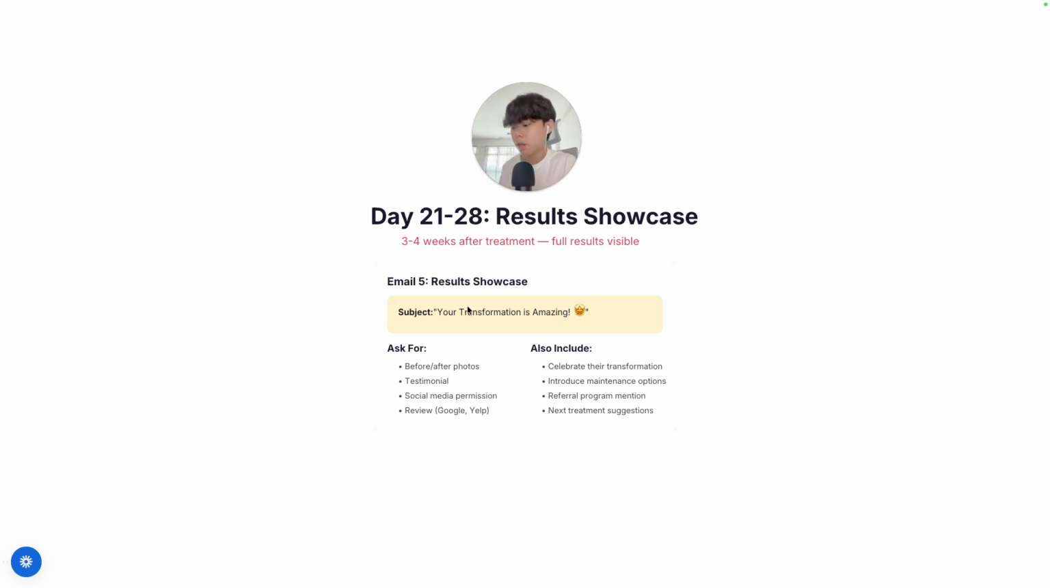Okay, so for day 21 to 28, you have sent your check-in on day 1, you have sent your check-in on day 7. Now it's time for day 21 to 28, the results showcase, right? This is 3 to 4 weeks after the treatment, where most treatments will have their results fully visible. Here are a couple of things that you want to ask for. You want to ask for some before and after photos. You want to ask for some testimonials, if you can have their permission to post testimonials and before-and-after photos of their treatment, with their face on your social media. And also ask for some reviews on Google or Yelp or whatever platform you're using.